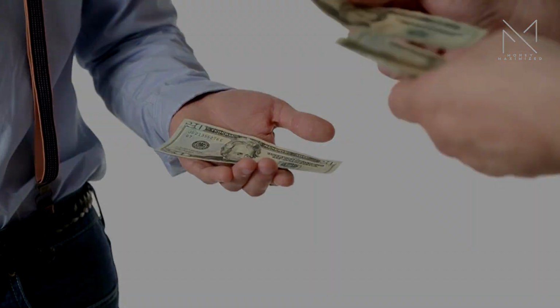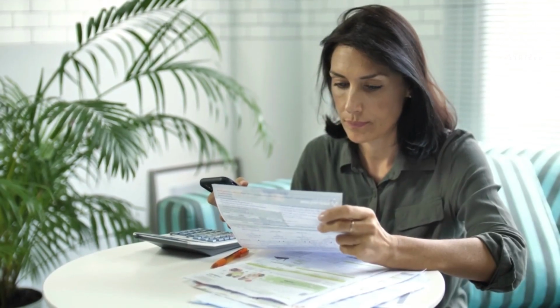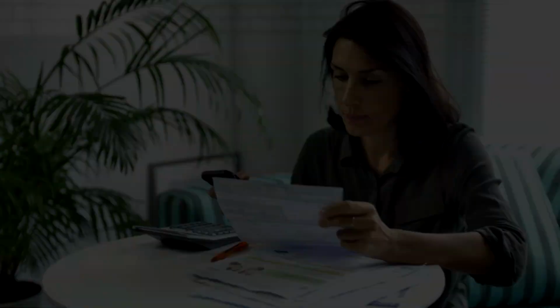6. Dividend payout ratio. While not directly related to cash flow, the dividend payout ratio compares a company's dividend payments to its net income. It's an essential consideration for investors interested in a company's cash distribution policy.